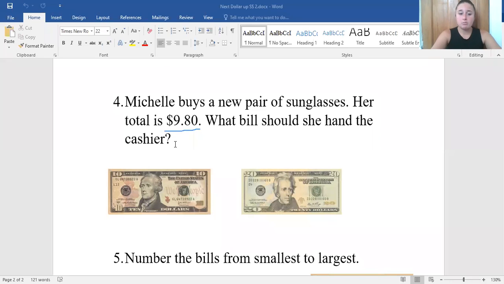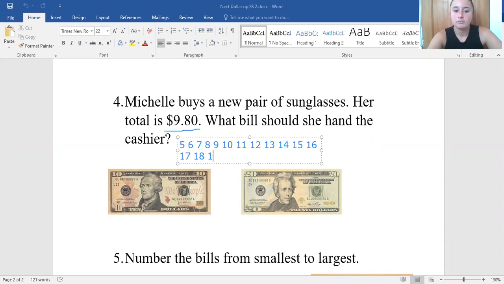So if we're doing a number line, we're going to start at 5. Okay, we could start at 1, we could start at 5, whatever makes the most sense to you. So remember, we're going to draw that line next to what we owe, and then we're going to circle what we have. So we have a 10 and we have a 20.